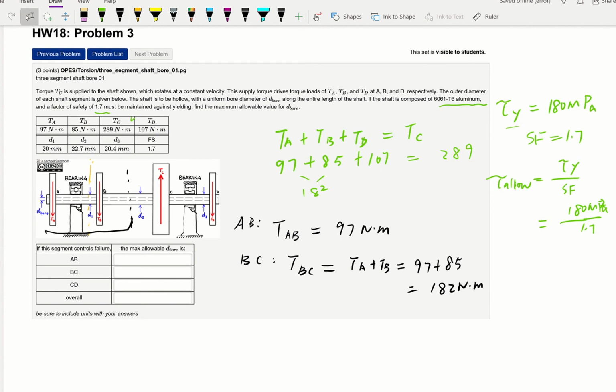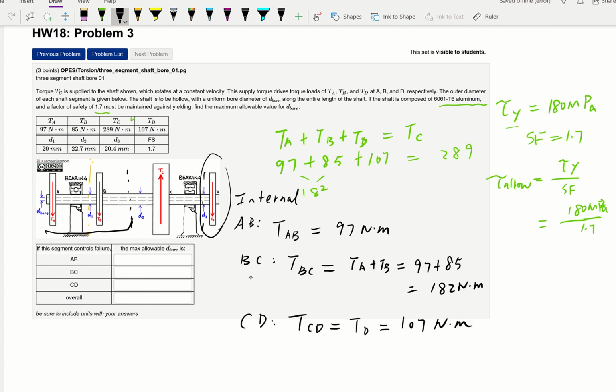Now let's look at the CD section. If we cut randomly anywhere between C and D, I'm going to just look at the right section, and the torque at this segment is going to be equal to TD, and that will be 107 Newton meter. Alright, so this is the step where we figure out the internal torque.